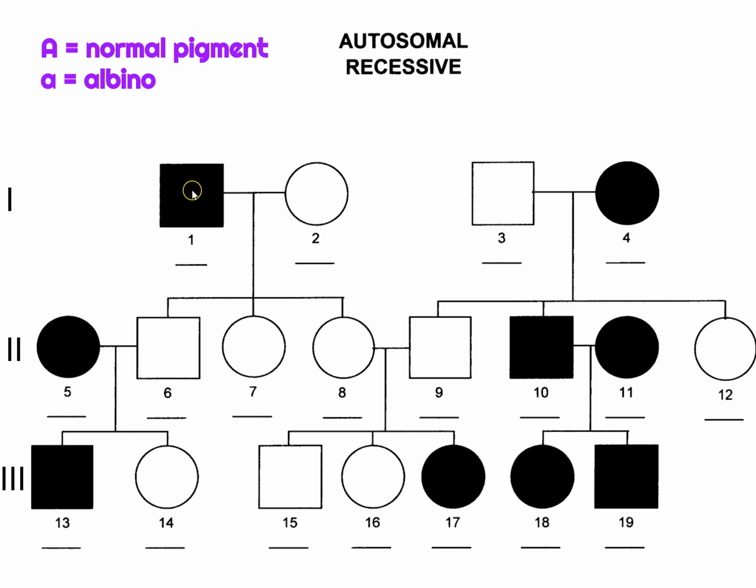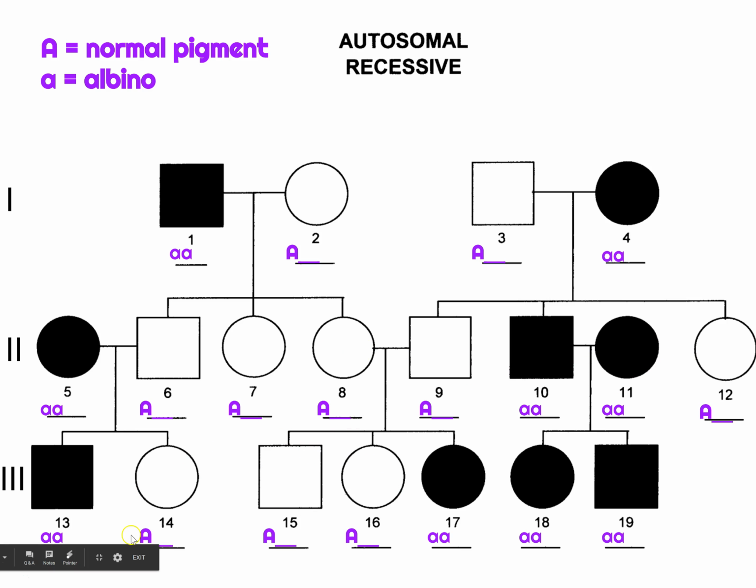Now in this one, it's switched. The ones that are colored in are the ones that are recessive because it's a recessive disorder. So any of them that are colored in have to be little a. I'm going to put little a for all of my individuals that are colored in because they are albino. Then any of these that are not shaded in have to have at least one big A. So I'm going to give them all a big A, but we don't know what the second one is yet. So we have to go look at them.